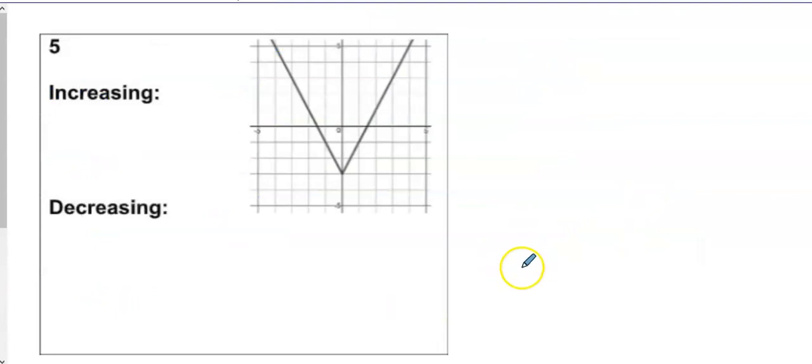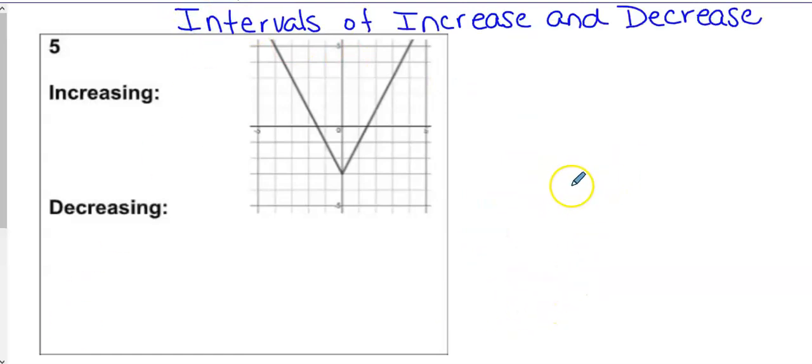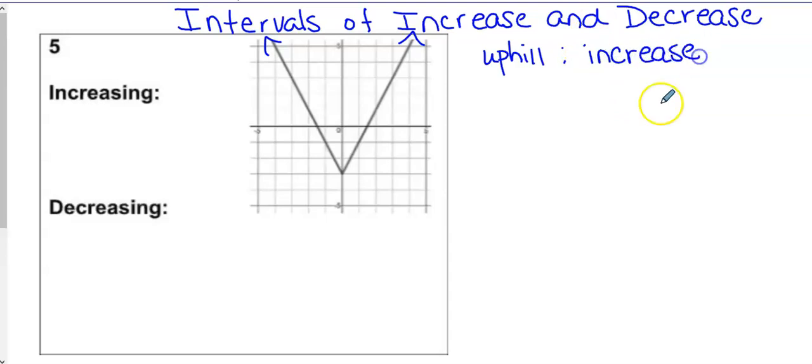Okay, next page. Somehow this ended up at the bottom of your page 20, but this is called intervals of increase and decrease. So I'll just write that up here. I want you to think about a roller coaster going uphill and downhill. Put my arrows here. If a roller coaster is going uphill, it is increasing in altitude. So we'll say that is an increase. And then downhill is a decrease.